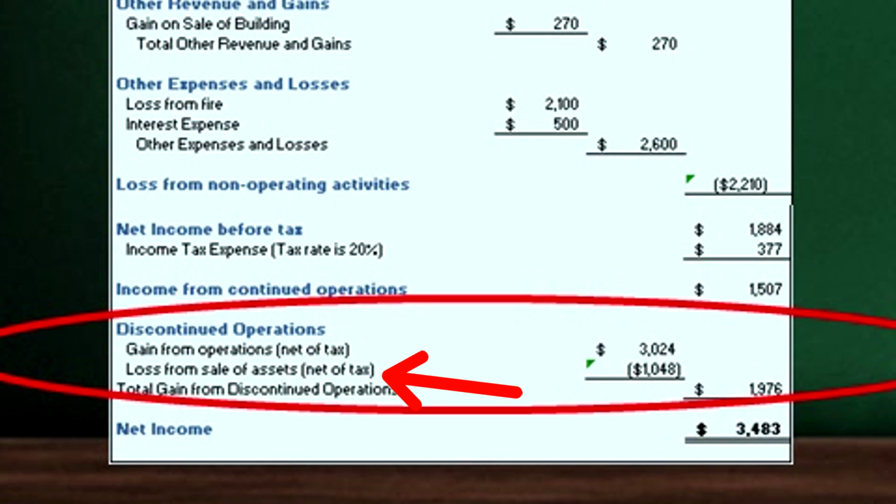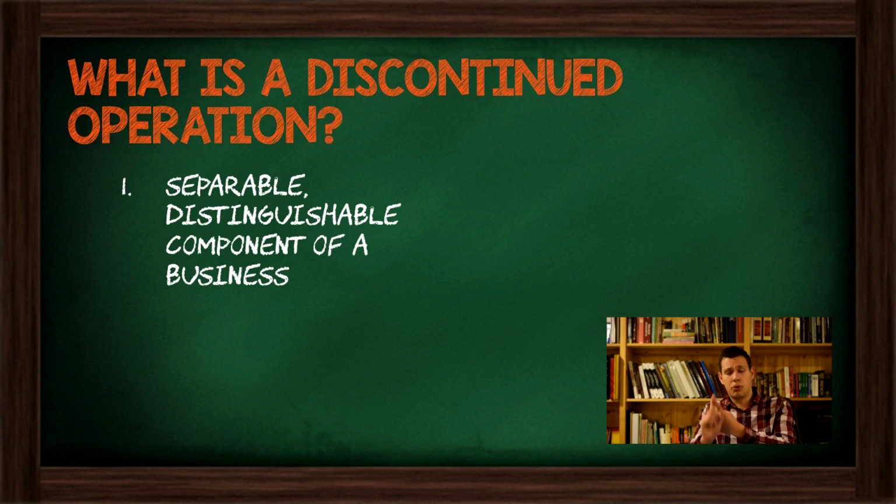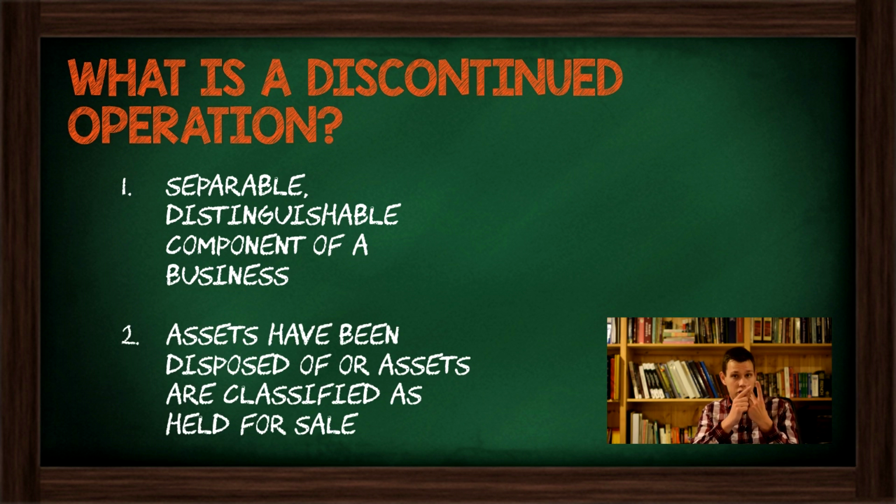So the second component is the gain or loss on the sales of the assets of the discontinued operations. In this case, we had a loss from the sale of assets of $1,048. But I want you guys to remember something, okay? If we flash back to the beginning of this lecture video, you'll recall the two criteria for discontinued operations. The first is that it has to be a separate component of the business. And the second is that the assets have to have been sold during the year or classified as assets held for sale. Basically meaning they plan on selling these assets very, very soon.